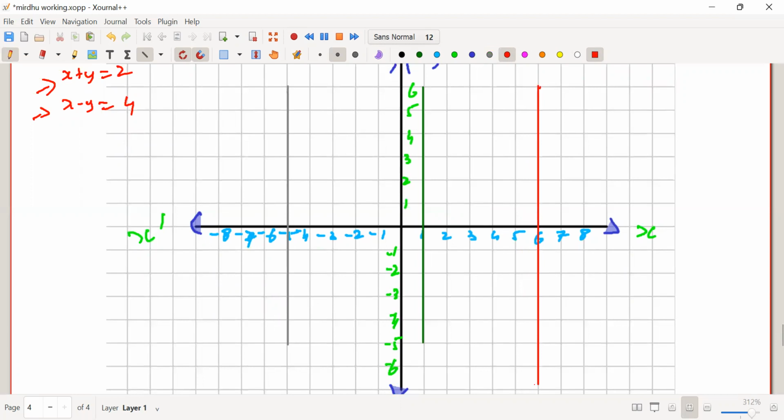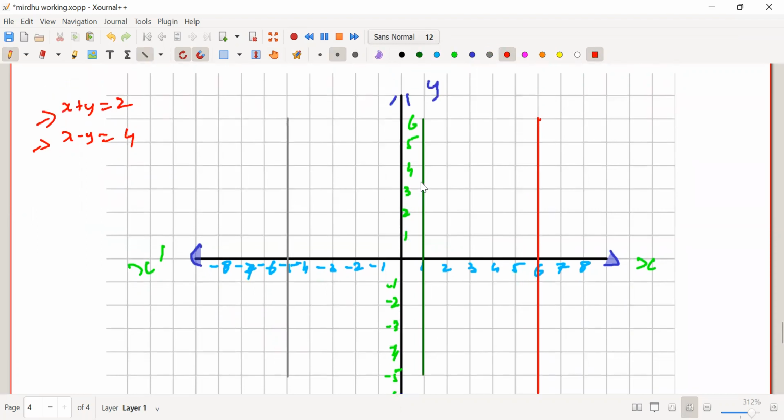X equal to plus 6. This is the line x equal to plus 6. When we check that, this line is parallel to the y-axis. The equation of this line is x equal to 1. This is x equal to 6. This is x equal to minus 5.